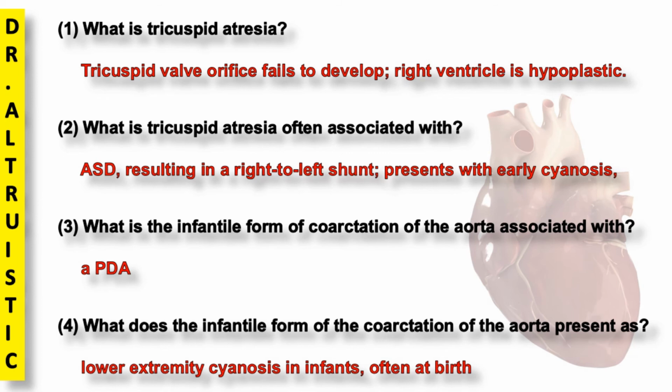3. What is the infantile form of coarctation of the aorta associated with? A PDA. 4. What does the infantile form of coarctation of the aorta present as? Lower extremity cyanosis in infants, often at birth.